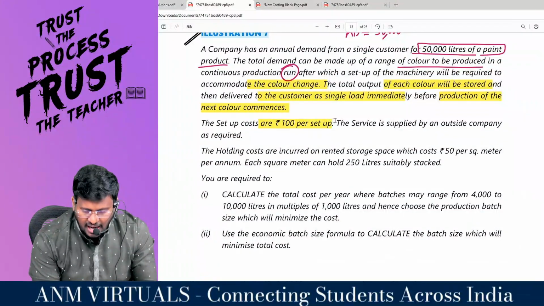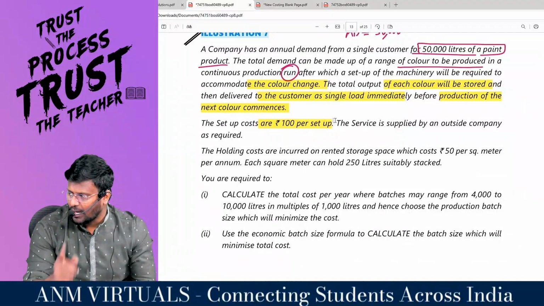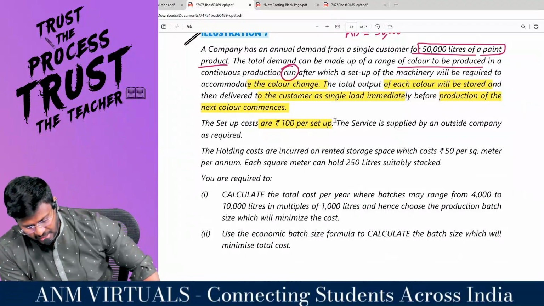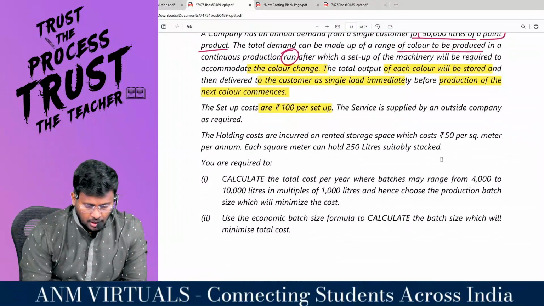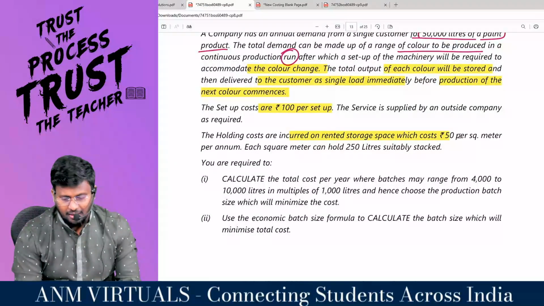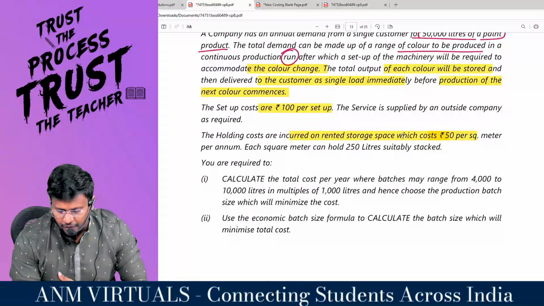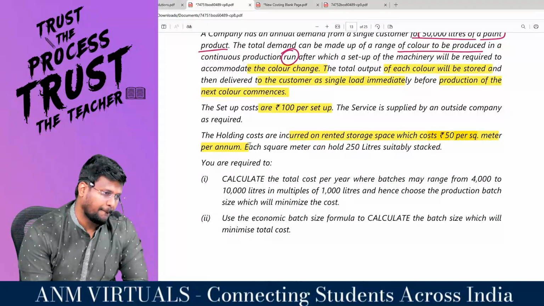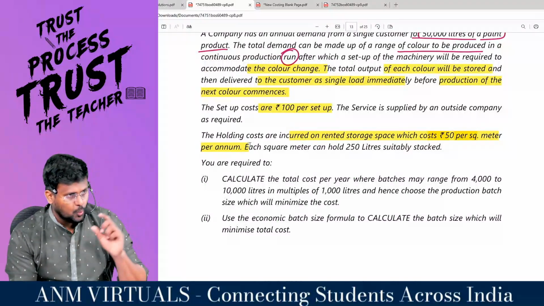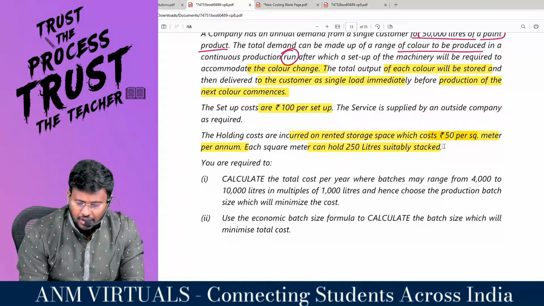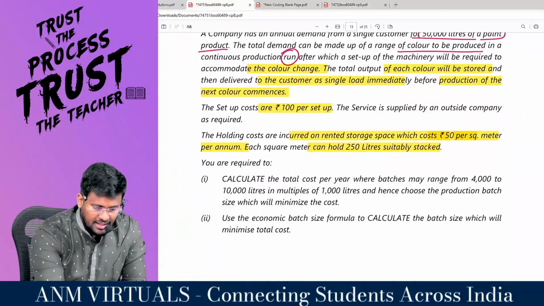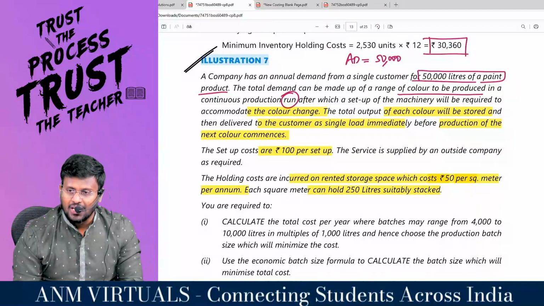Setup costs are 100 per setup. So one time if you want to set up, you have to spend 100 rupees. The service is supplied by an outside agency as required. The holding costs are incurred on the rented storage space, which costs 50 per square meter per annum. For 1 year, sir, for 1 square meter, 50 rupees. Each square meter can hold 250 liters suitably stacked. That means 1 square meter needs 250 liters.